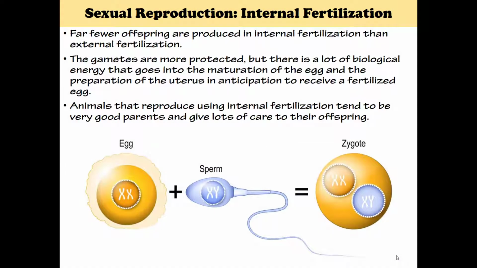Far fewer offspring are produced in internal fertilization than external fertilization. The gametes are more protected, but there is a lot of biological energy that goes into the maturation of the egg and the preparation of the uterus in anticipation to receive a fertilized egg. Animals that reproduce using internal fertilization tend to be very good parents and give lots of care to their offspring.